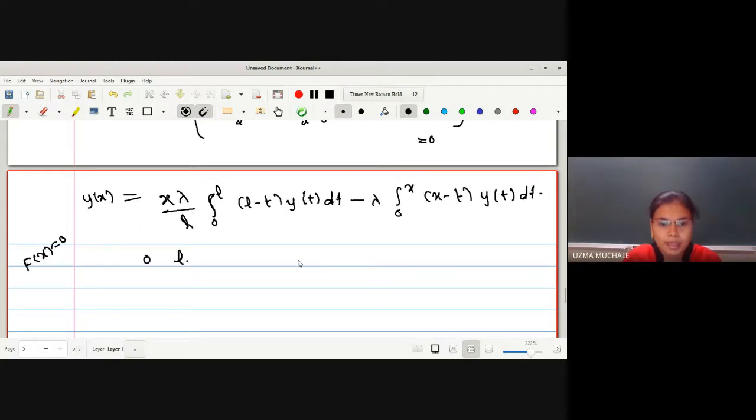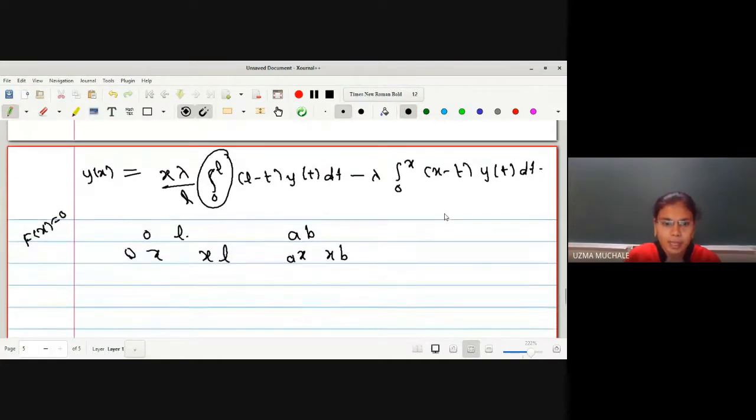0 to L is nothing but your a to b. The limits of this integration, we now have to split in the form of a to x, x to b. Here we will split it in the form of 0 to x and x to L. Is the idea clear what we have to do? We have to split this integration into 0 to x and x to L. So this 0 to x we will combine with the second term.